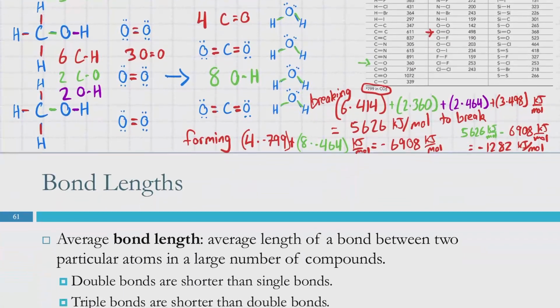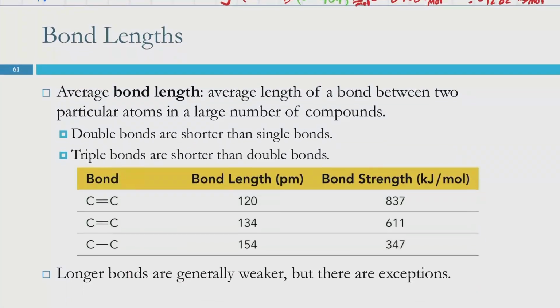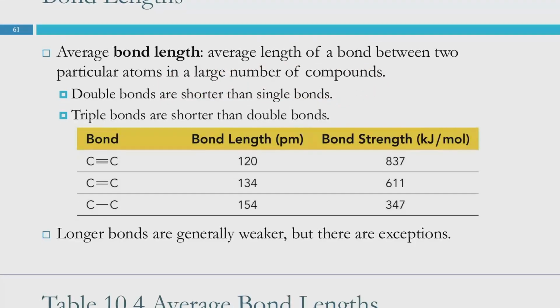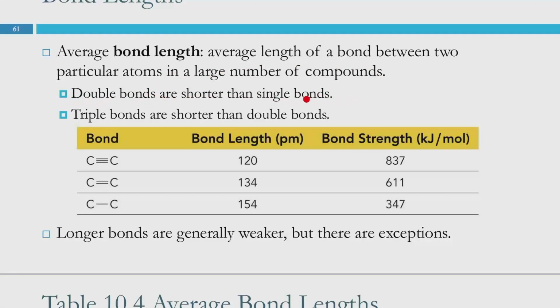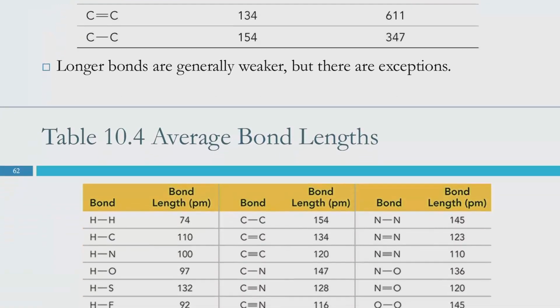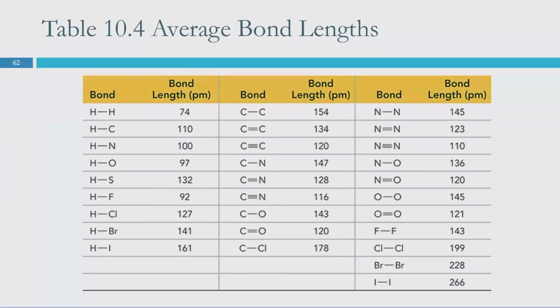Last couple of slides. Average bond length. Average bond length is just the average length of the bonds for a large number of compounds, like we did with bond energies. Double bonds are shorter than single bonds. Triple bonds are shorter than double bonds. Generally, long bonds are weaker. There are some exceptions to this. Here's a table of bond lengths, the different bonds, how long they are on average in picometers.